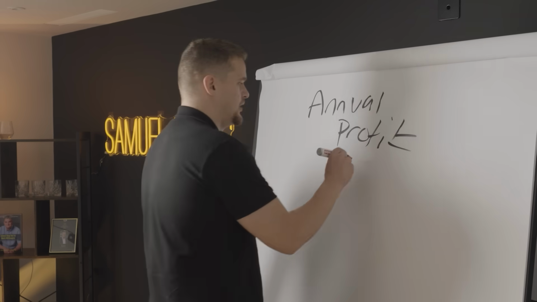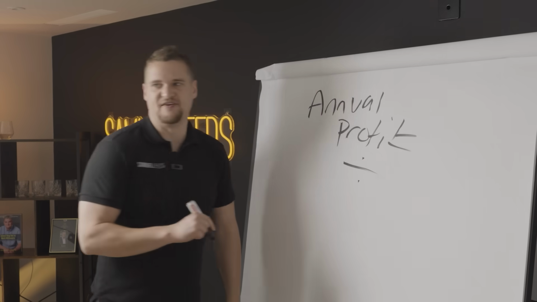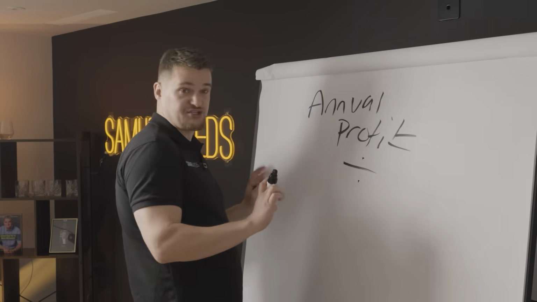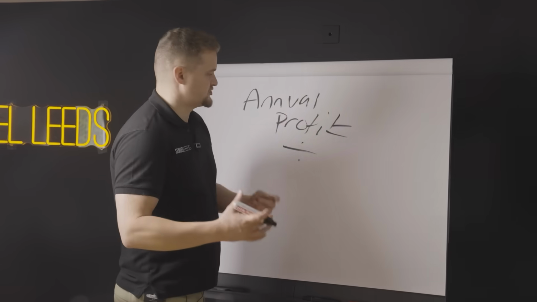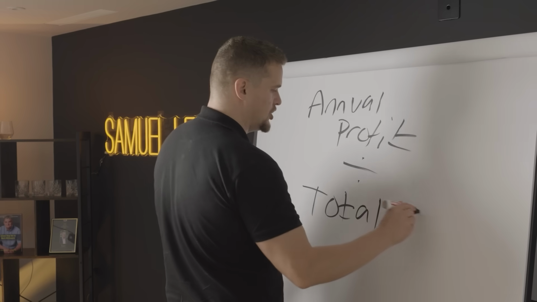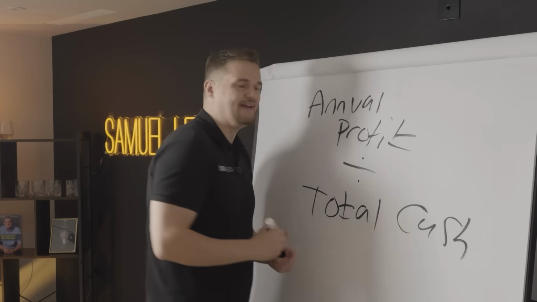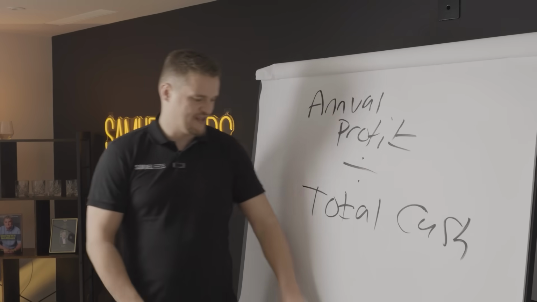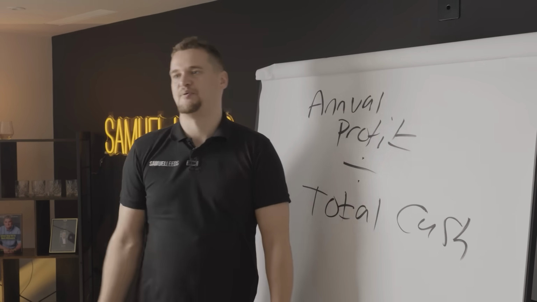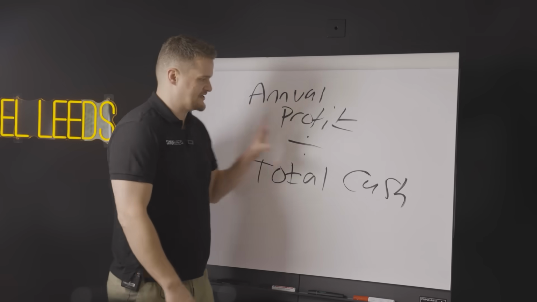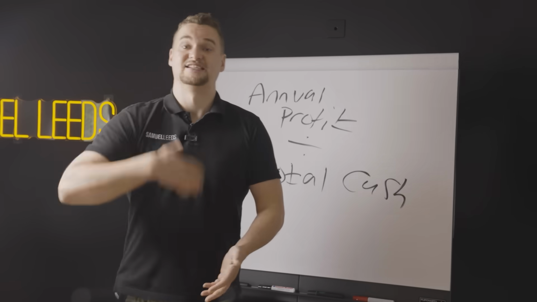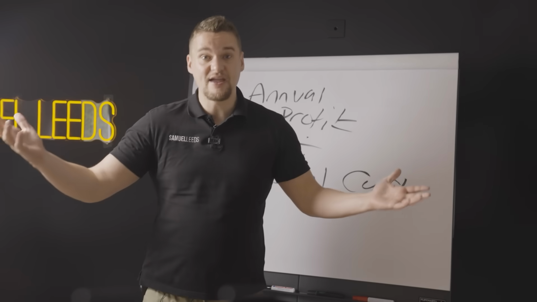And then what we do is we divide this figure by what? We divide it by not the purchase price. The house was 100 grand, doesn't matter. We divide that by the total cash invested. So if the house was 100 grand and we put down a £10,000 deposit, that means that the cash put down was 10. But also there's other costs, isn't there? There's stamp duty, there's legal fees, maybe there's a refurb.